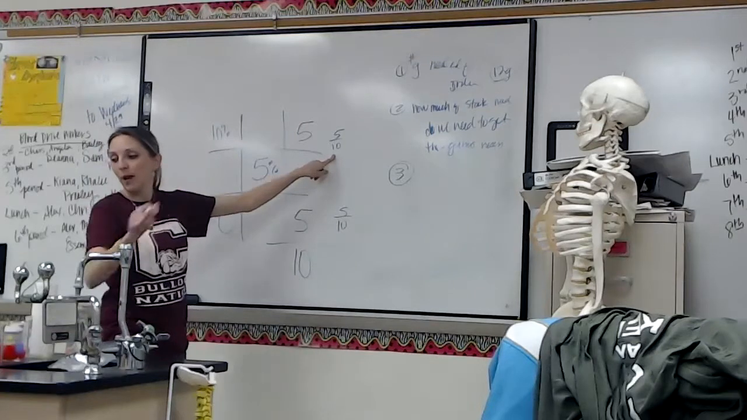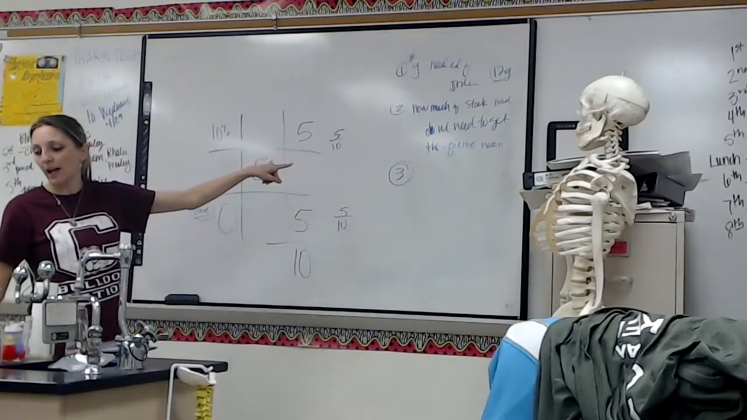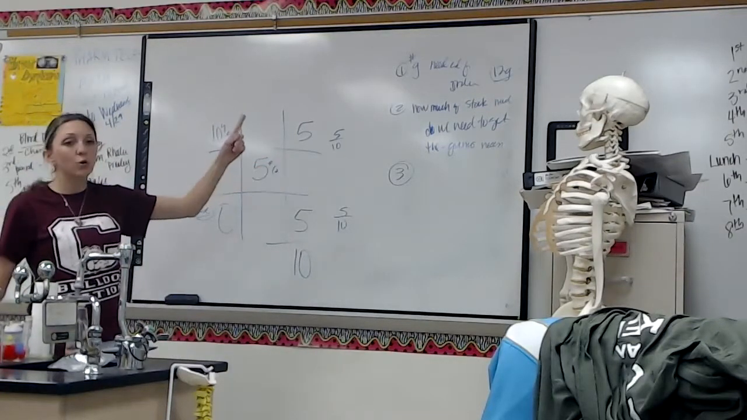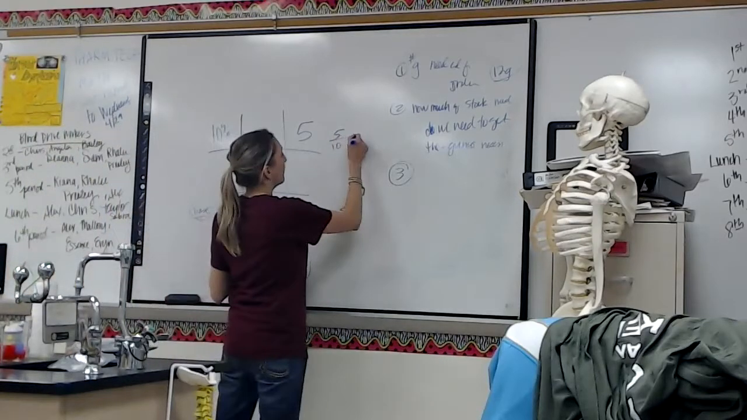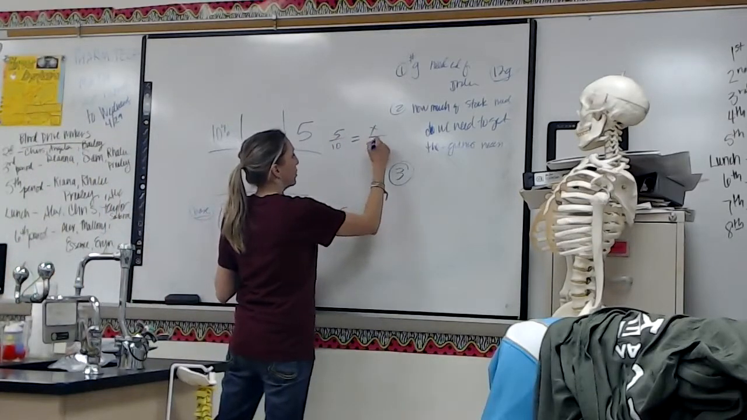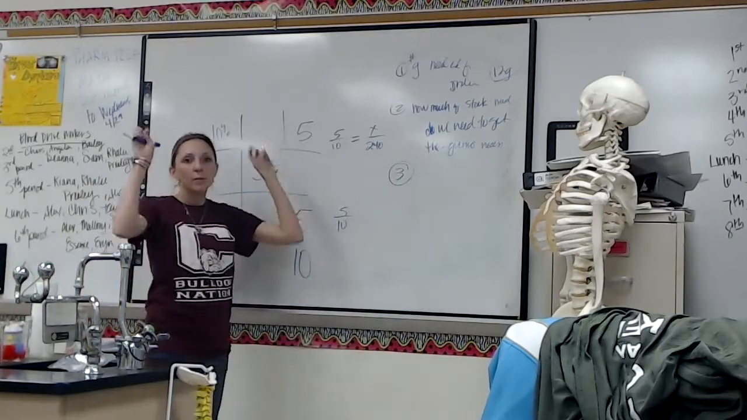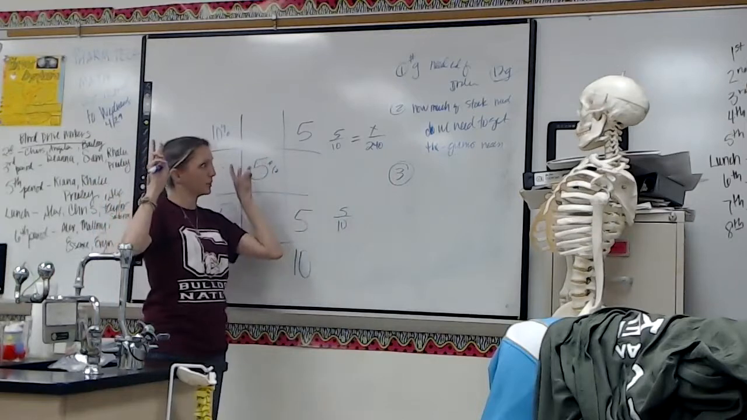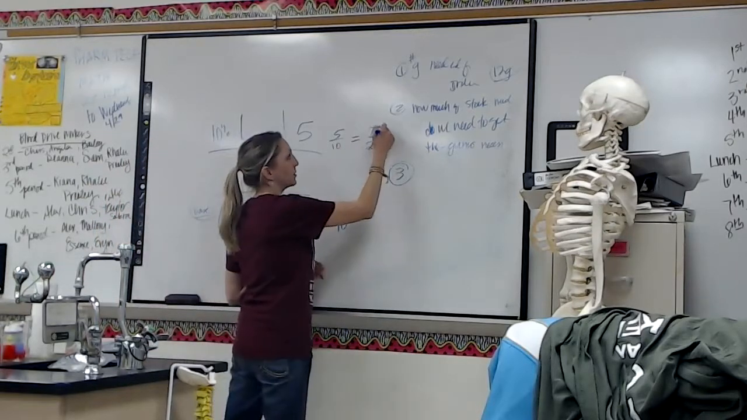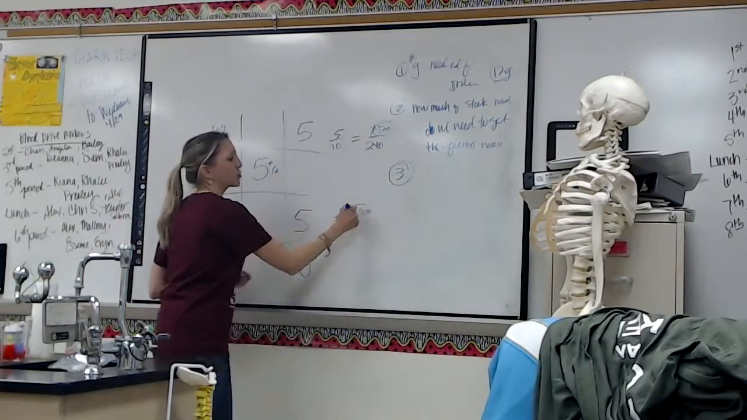So then you can go back. Okay, I know in the end I want 8 ounces. I want 240 milliliters. Then you just do 5 out of 10 equals X over 240, because that's how much your total amount is. That's how many milliliters you have. So you're going to get 120, and you're going to get 120 of each.